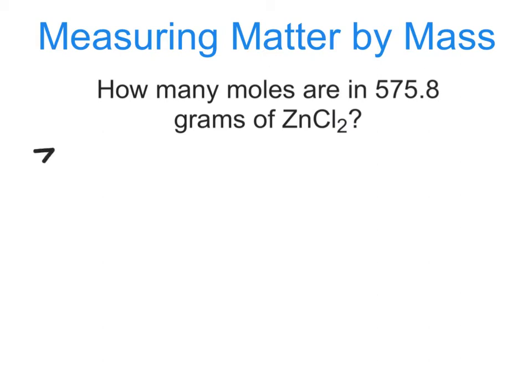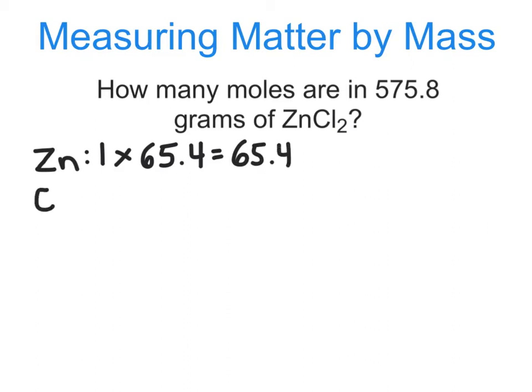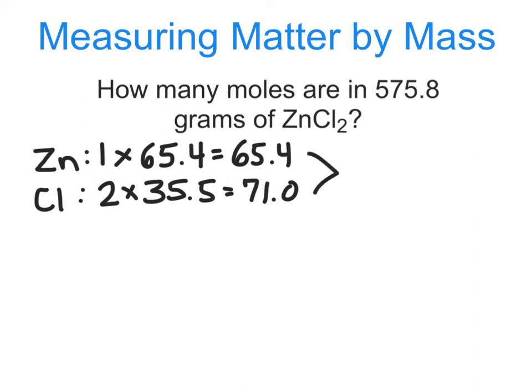So we have zinc chloride. There is 1 atom of zinc times the atomic mass of zinc, which is 65.4. So 1 times 65.4 is just 65.4. We have 2 chlorines, so we're going to take 2 times the atomic mass of 35.5 for chlorine, and that gives us a total mass of 71 grams. When I add those two numbers together, I get a total of 135.4 grams for the molar mass.